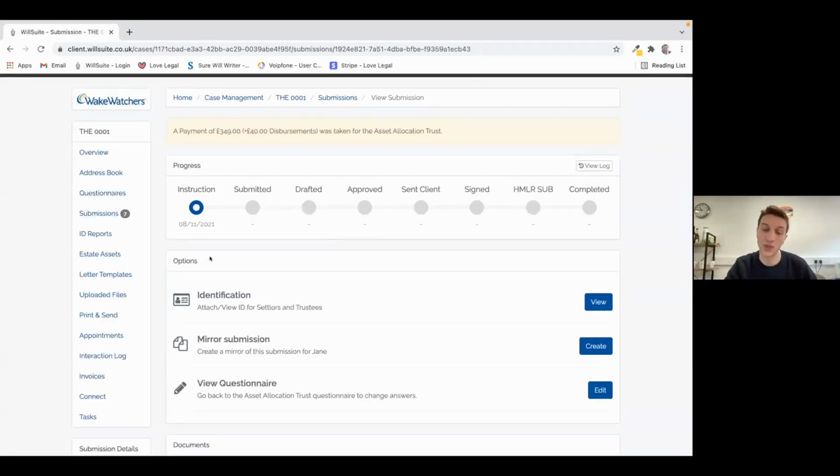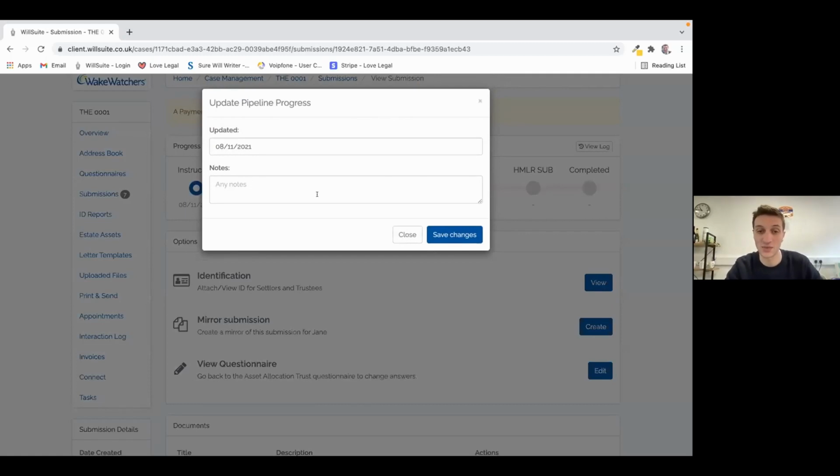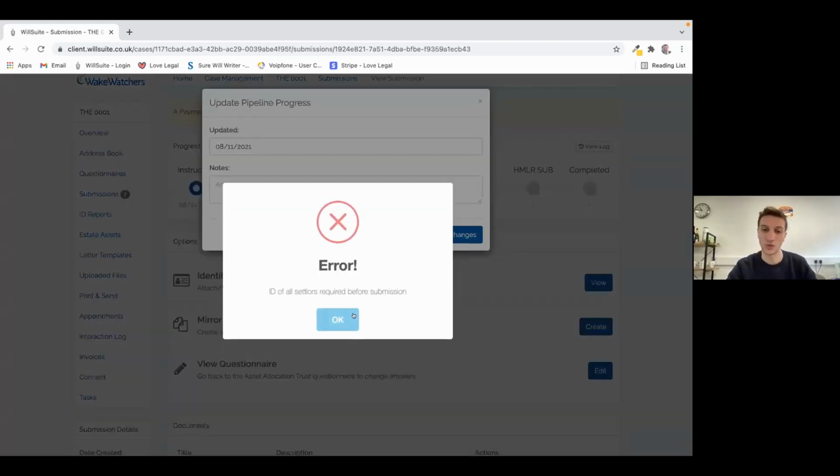At that point, we've finished the questionnaire, so you're happy with all the content that you submitted, and what you want to do is upload the IDs. If you try to go forward with a case without having uploaded the IDs, the system will throw an error and remind you that in order to at least submit the case, you will need, as a bare minimum, to have submitted the IDs for the settlors and the proof of address as well.